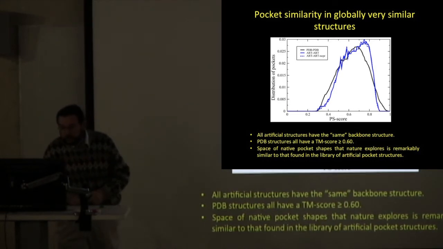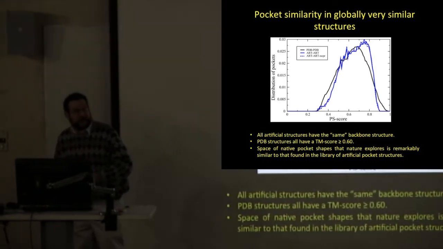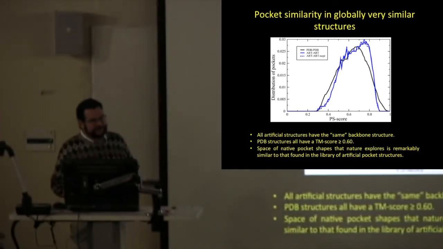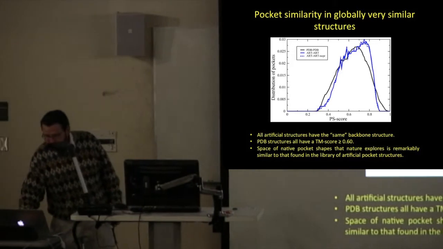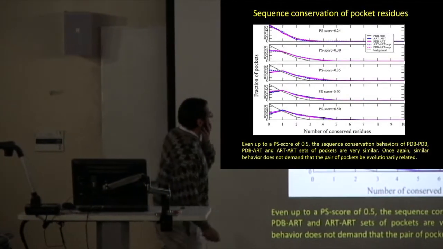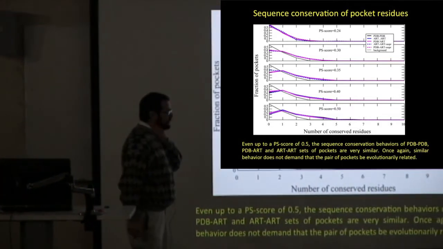So if you want to use global similarity to infer functional similarity, good luck. It's not going to work. Better look at what the pockets are. You need a more local descriptor. Now the next question you may ask, and this was actually a surprising result.